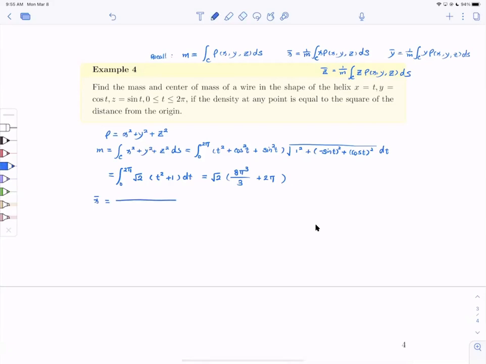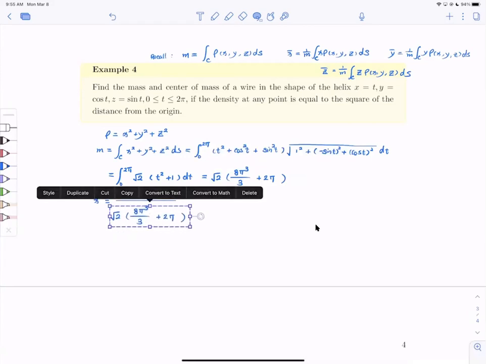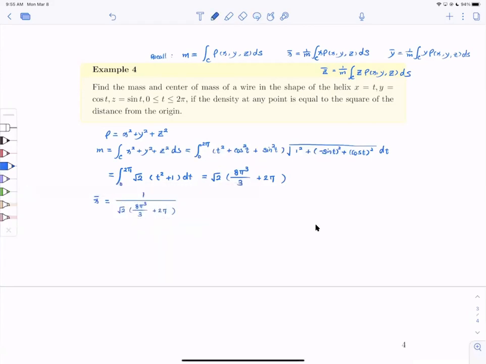And x bar is 1 over m, so 1 over this. And then integral from 0 to 2 pi, and then I want to multiply by x. So my x is t, and this is my density function. So it's going to be square root of 2 times t to the 3 plus t dt. Okay, and the final answer will be 3 pi times 2 pi squared plus 1 over 4 pi squared plus 3. Well, I'm pretty sure you all know how to compute this.